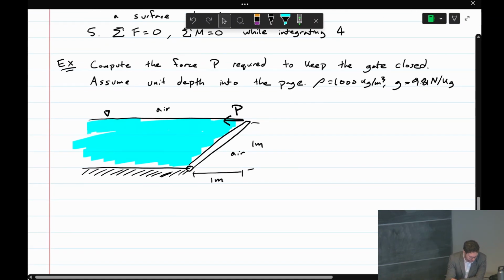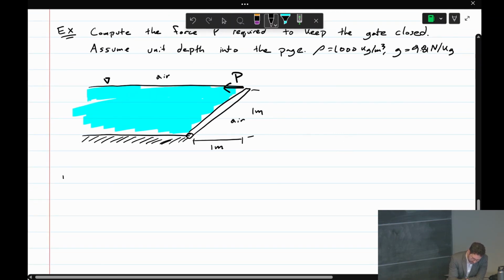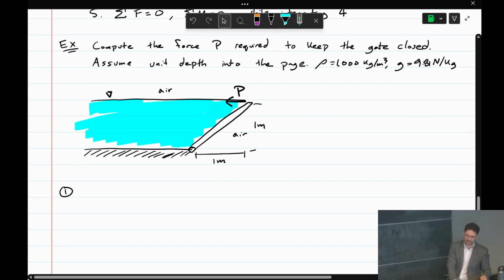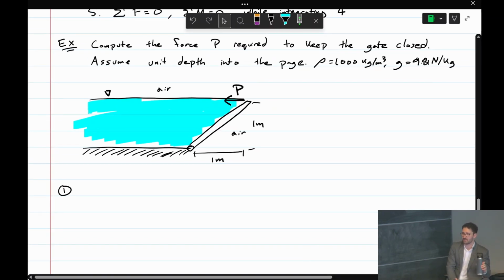Okay, so I said step one was free body diagram. So let's do that now. By the way, the unit depth into the page means kind of this way out of the screen. That length is 1 meter as well. Before I just start solving this, are there any questions on the setup? Is anything not clear about this problem setup?